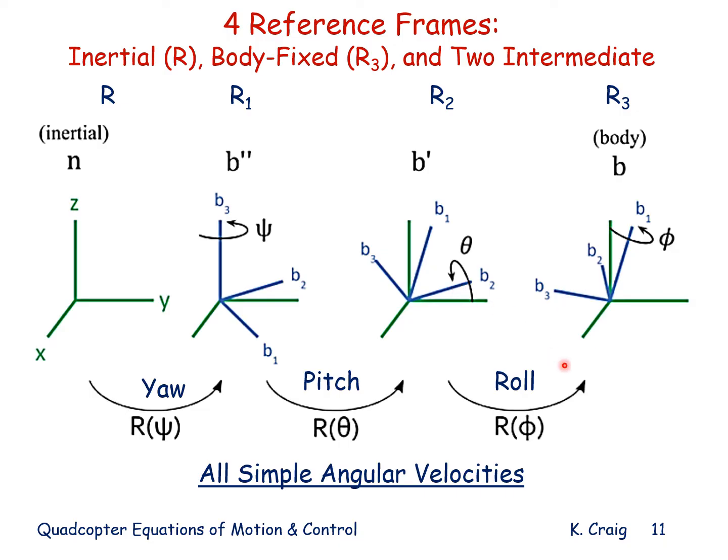Lastly, if I talk about rotation about the B1 axis, which is a roll axis, and the angle is phi, I see that the B1 axis in R3 and the B1 axis in R2 remain parallel during this roll motion. And so once again, I have simple angular motion in going from R2 to R3, and the angular velocity in roll is phi dot because of this simple angular velocity.